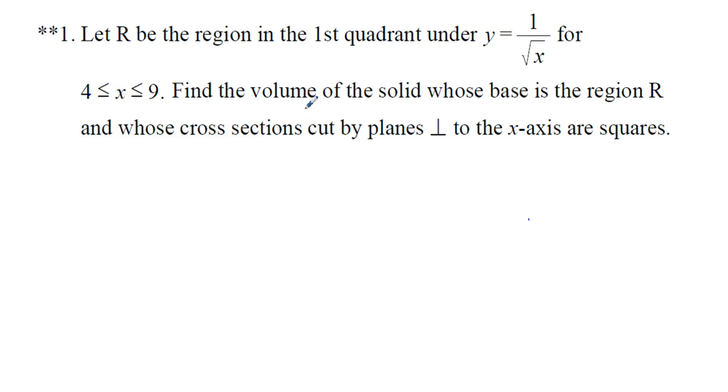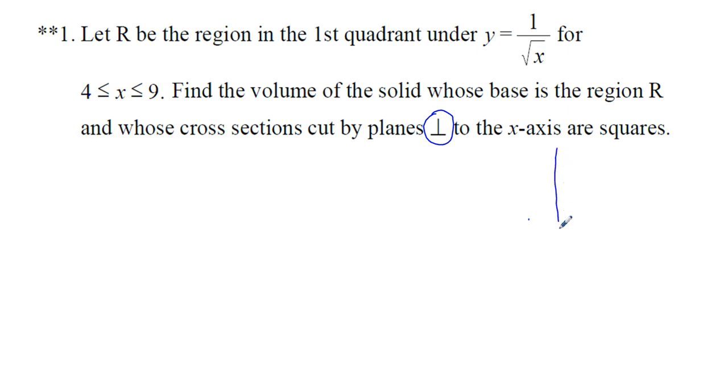Let R be the region in the first quadrant under y equals 1 over square root of x for x between 4 and 9. Find the volume of the solid whose base is the region R, whose cross sections cut by planes perpendicular to the x-axis are squares.